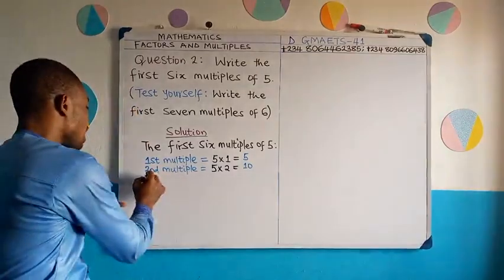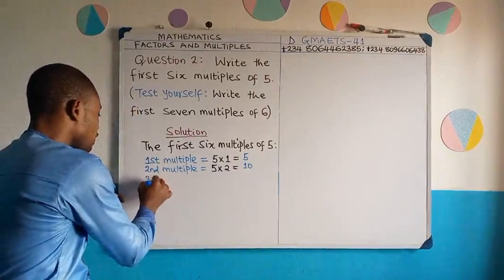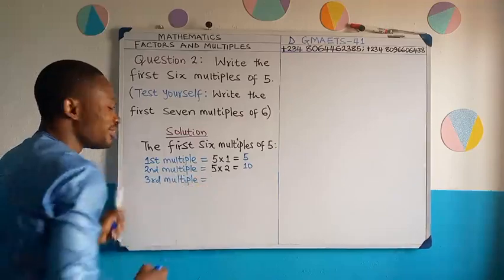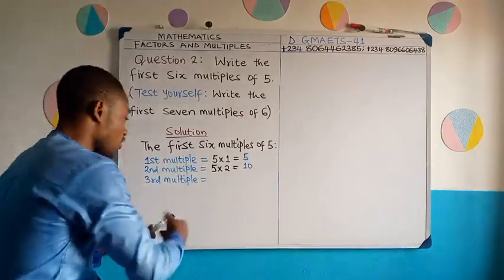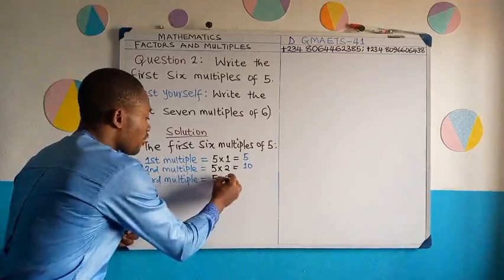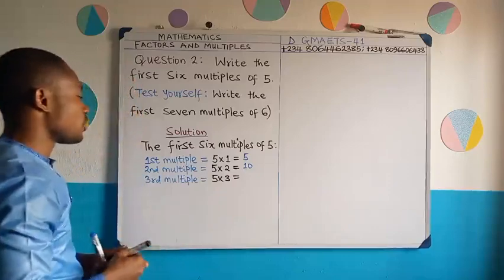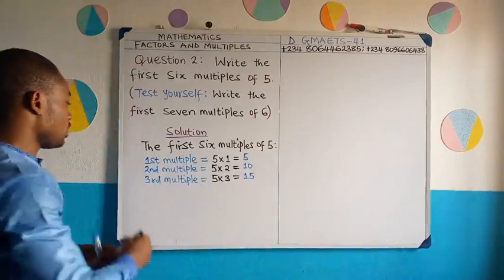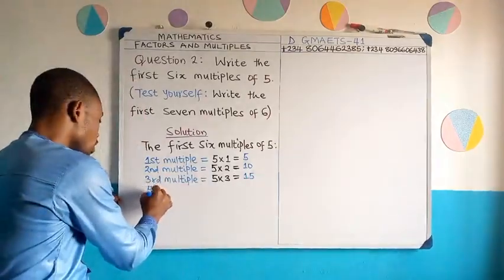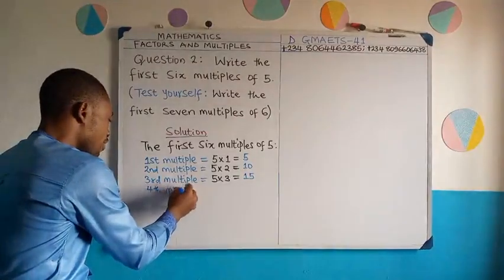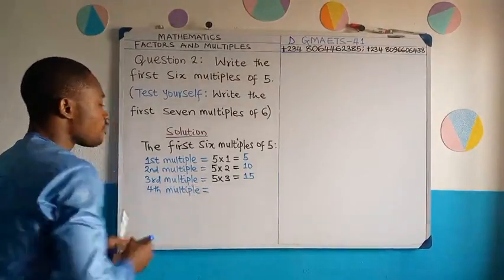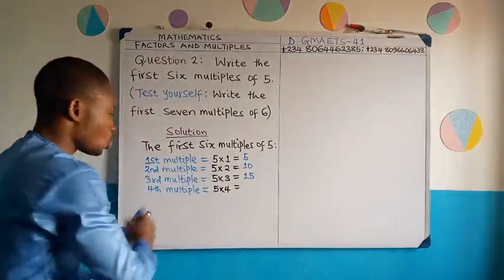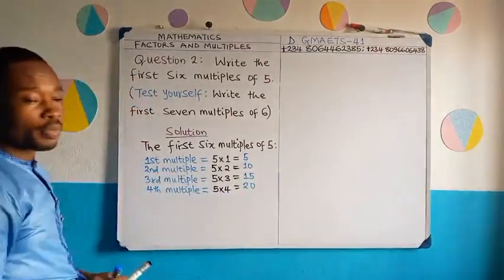Are you following? Then third multiple of 5. I know you already know where we are going to. Is that not so? Third multiple of 5 is going to give us 5 times 3. And 5 times 3 will give us 15. So 15 is the third multiple of 5. This will take us to the fourth multiple. Fourth multiple of 5 is 5 times 4. And 5 times 4 will give us 20. So 20 is the fourth multiple of 5.